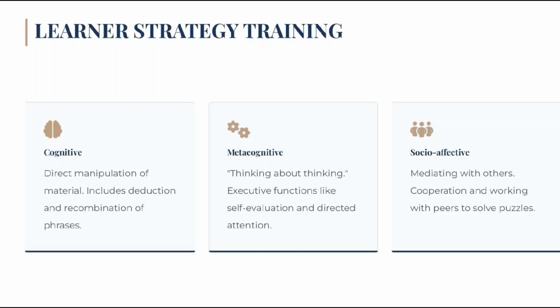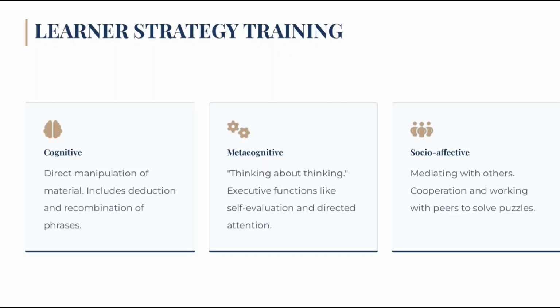It says here that it's direct manipulation of material. It includes deduction and recombination of phrases. So this means direct manipulation, like using a general rule to build a new sentence, which is deduction. For example, using deduction, applying a general rule you just learned to produce a brand new sentence.